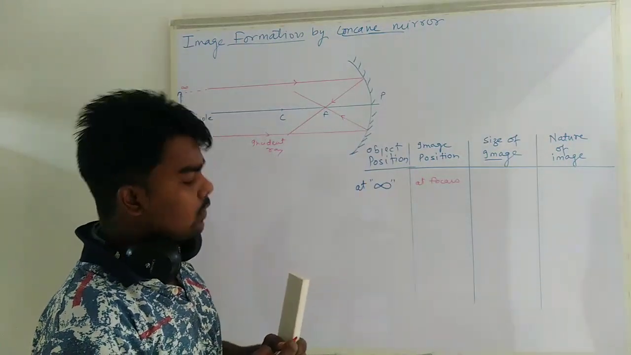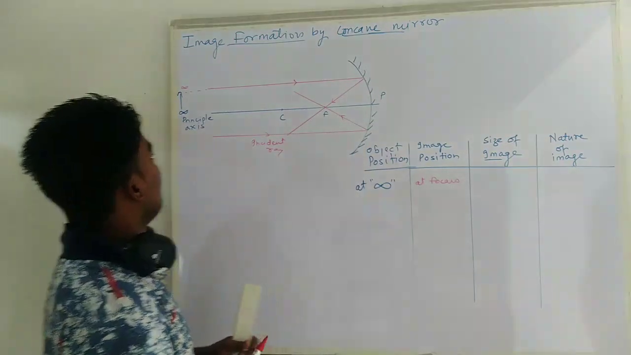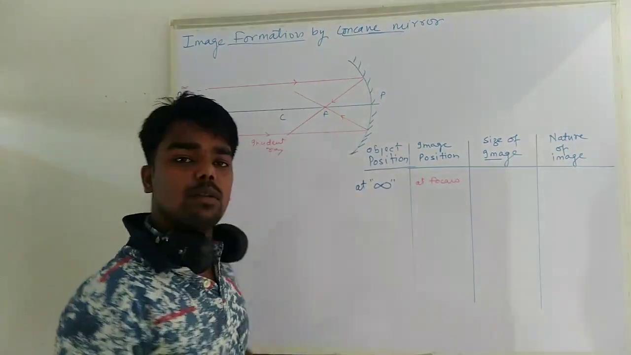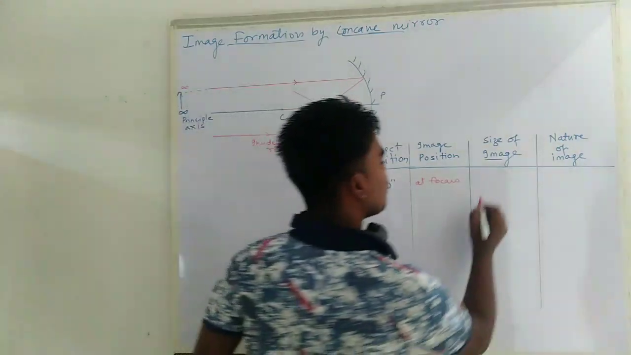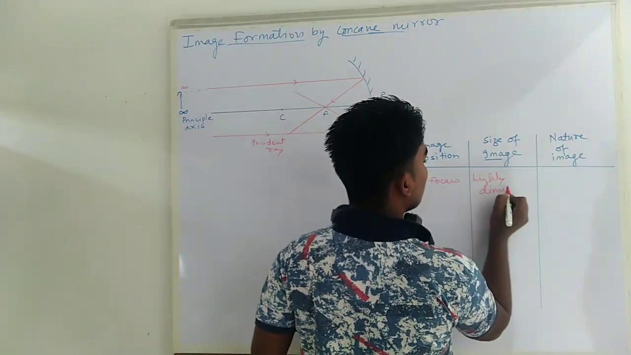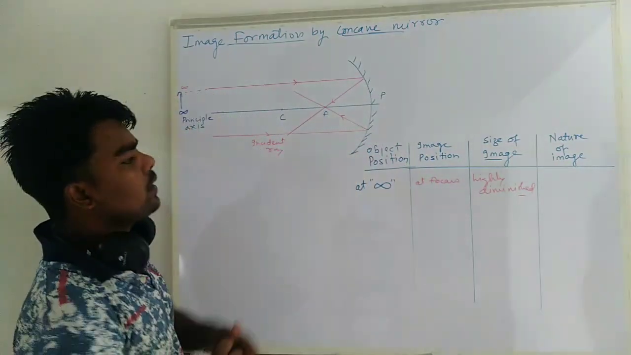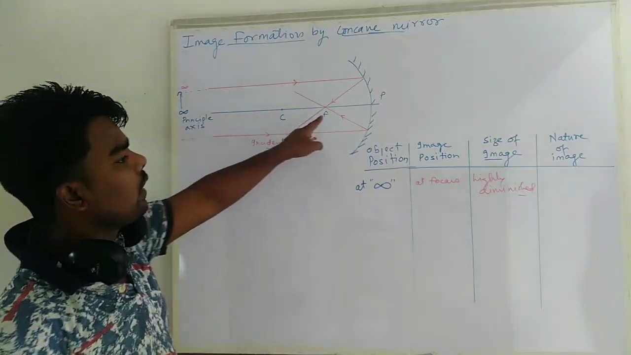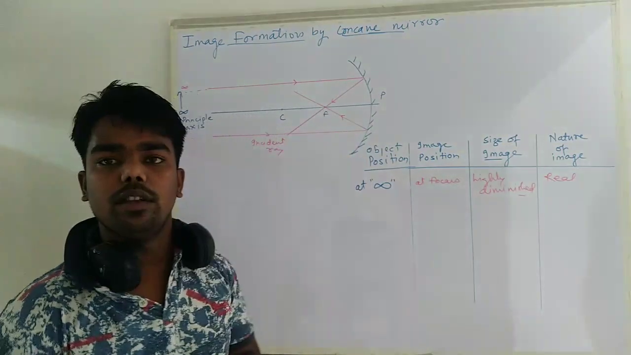Okay, the image will form at focus. And what will be the size of the image as compared to the size of the object? The size of the image formed at focus is highly diminished, very very small. Like you can write highly diminished. And what will be the nature of the image, real or virtual? Because the light rays are actually intersecting, the image will be a real image, not virtual.